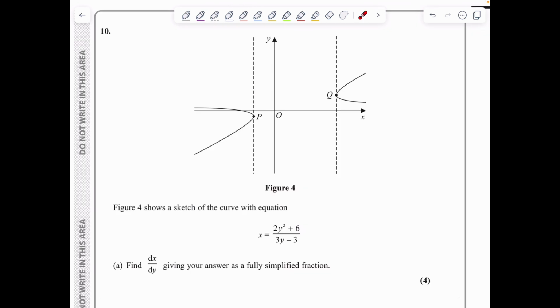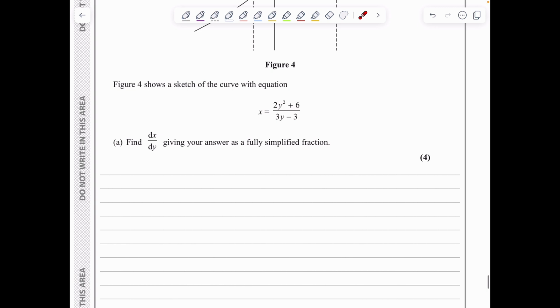In question 10, we've got a sketch of the curve with a given equation here, and we need to find dx/dy, giving our answer as a fully simplified fraction. Well, I need to apply the quotient rule of differentiation here to obtain an expression for dx/dy. So we start by differentiating the top, which is 4y, and we keep the bottom of 3y minus 3, minus we keep the top of 2y squared plus 6, and we differentiate the bottom, which gives me 3, and all of it over the bottom squared, the 3y minus 3 all squared.